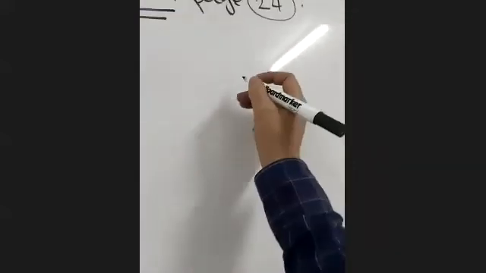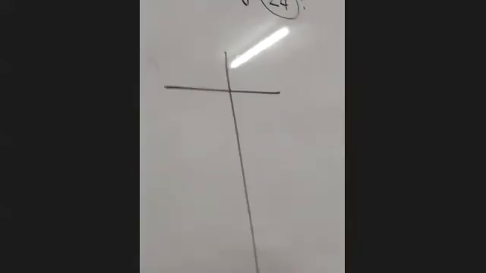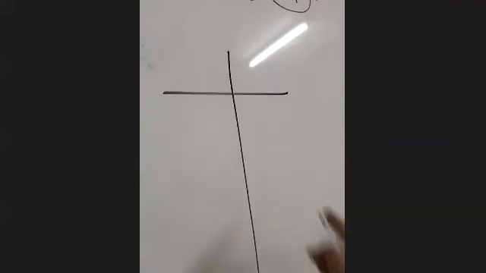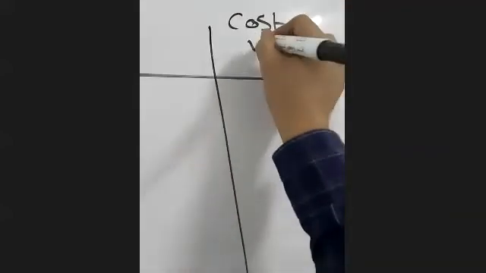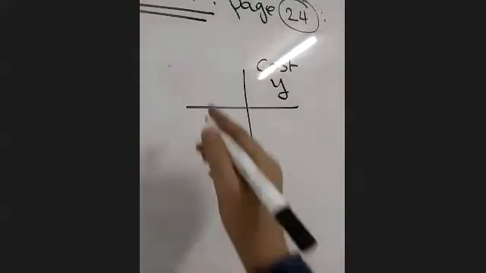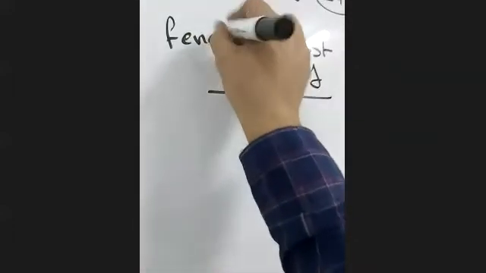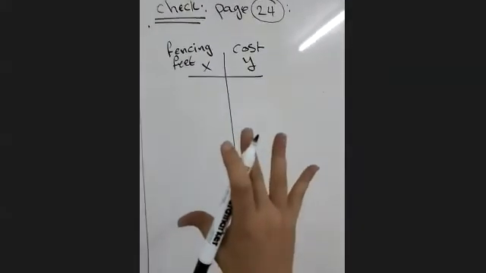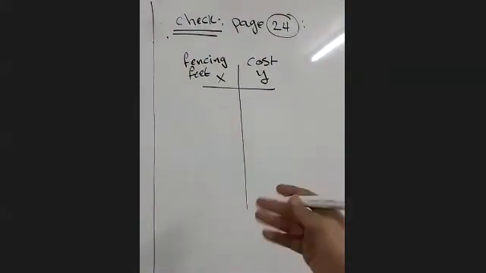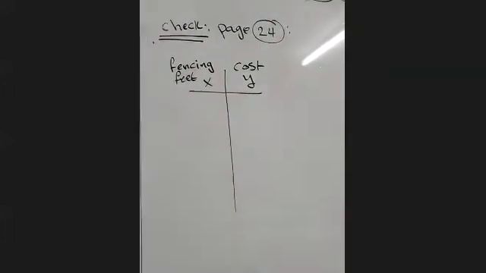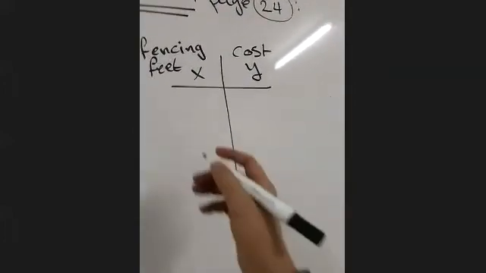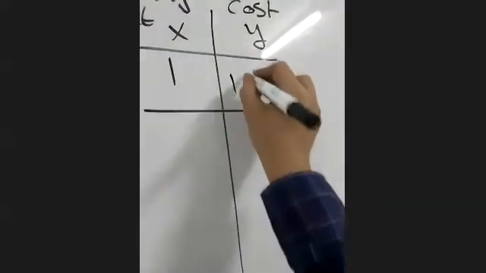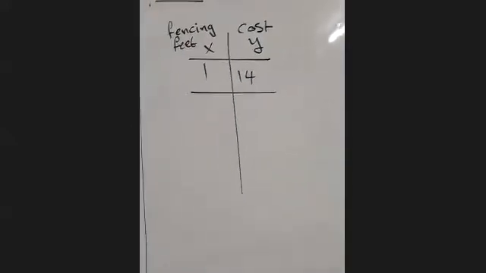Wait. We need to make our table, guys. The question said, it's not from me, read the question. The cost is Y, and the fencing feet is X. This is the question, right? The question tells us what we put in the Y and what we put in the X. And at the first they said, if we have 1, the cost will be 14. Read the question again from the first.